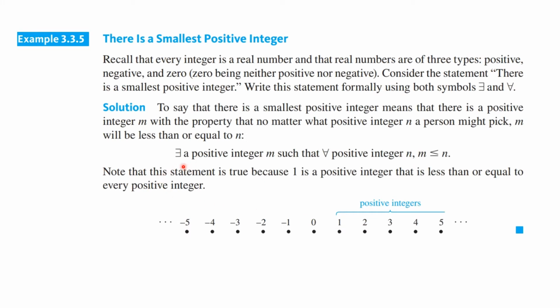And you should have written, there exists a positive integer m such that for every positive integer n, m is less than or equal to n. And number 1 is the number that satisfies that.